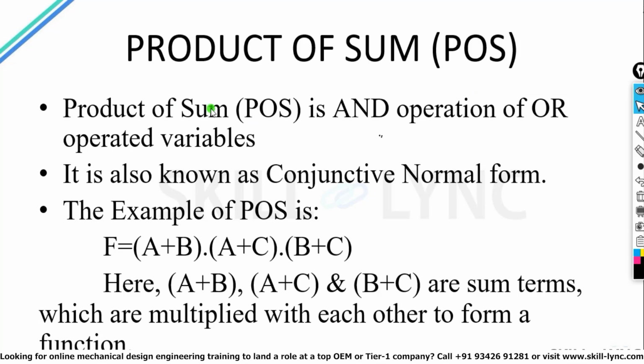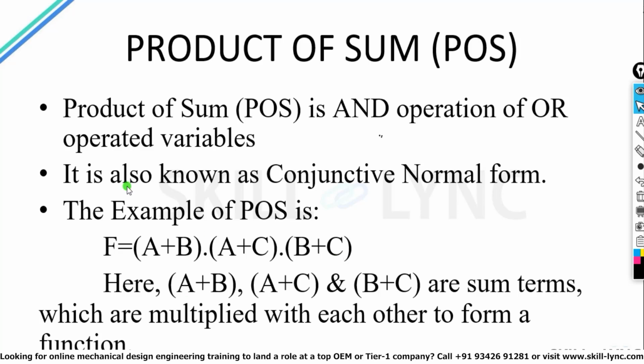For example, we have three variables A, B and C. We take the OR operation between these variables first. For example, A plus B, A plus C and B plus C. These are the OR operations between the variables, and these are individually known as the sum terms. When these sum terms are multiplied with each other, we are putting an AND operation between them. The final function is known as the POS representation of the Boolean function.